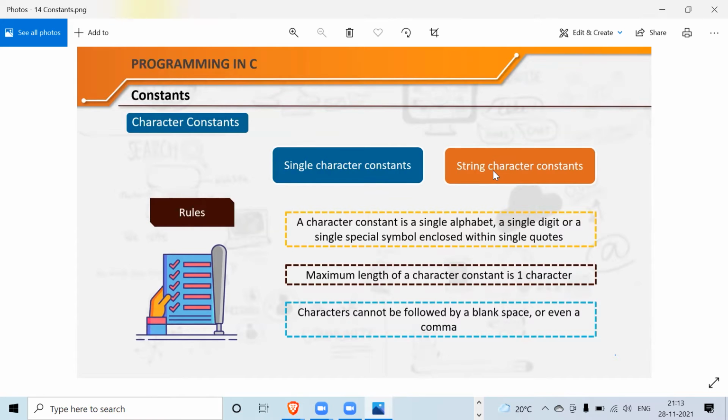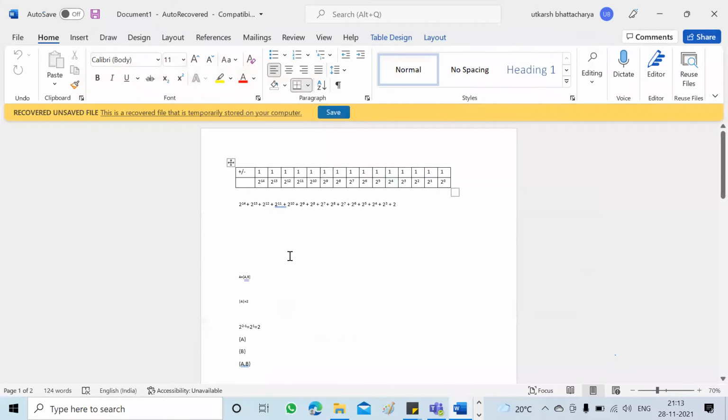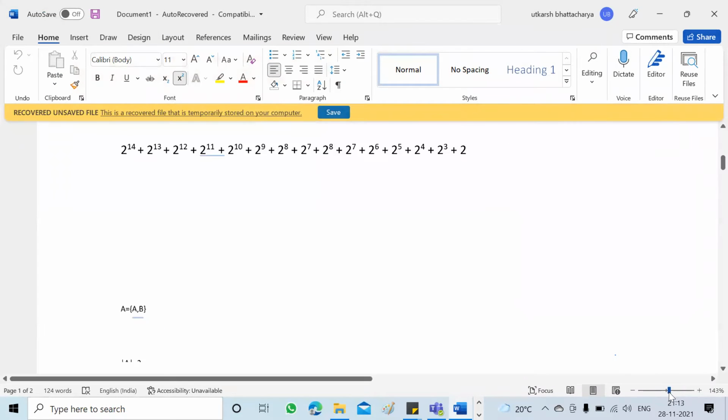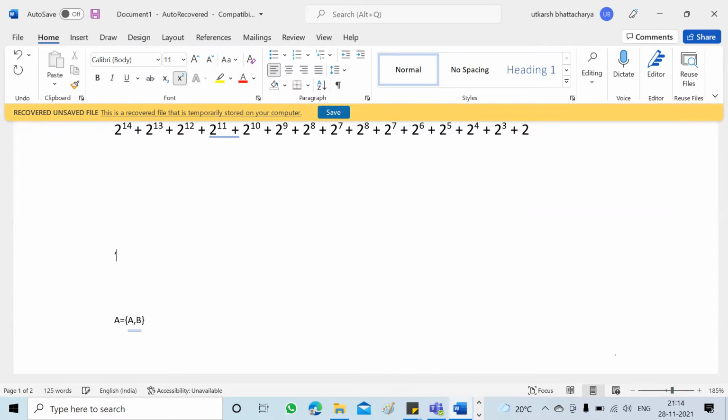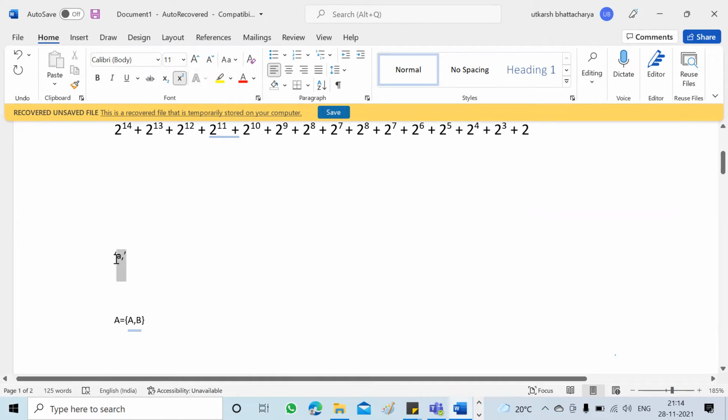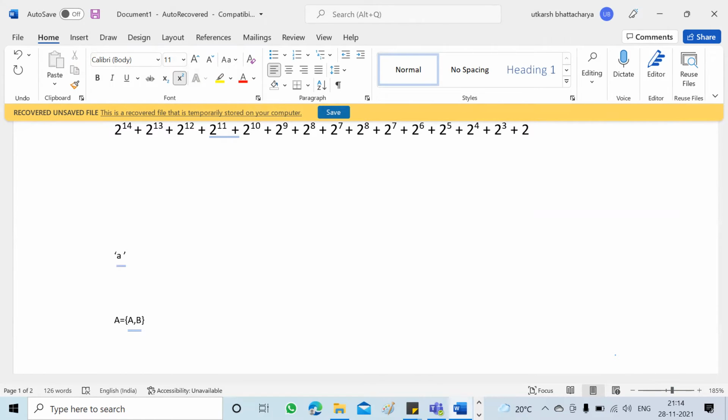Another one is string character constants. And there is one more thing. Characters cannot be followed by a blank space or even a comma. Let's say I will just write here. You wrote this a, and then you put a comma. This is wrong. It won't work like this. It's a single character. This comma cannot stay here. This is the right format. You cannot also use a blank here. This has to be written like this only.